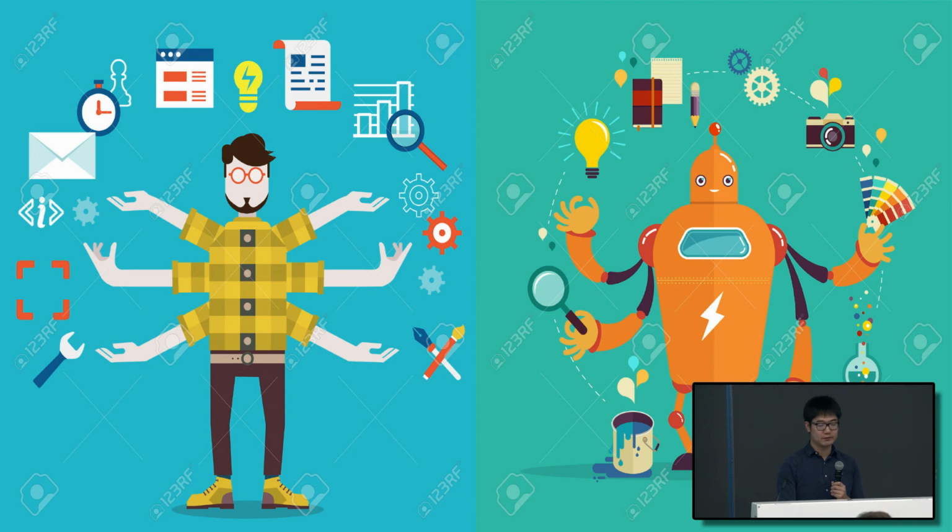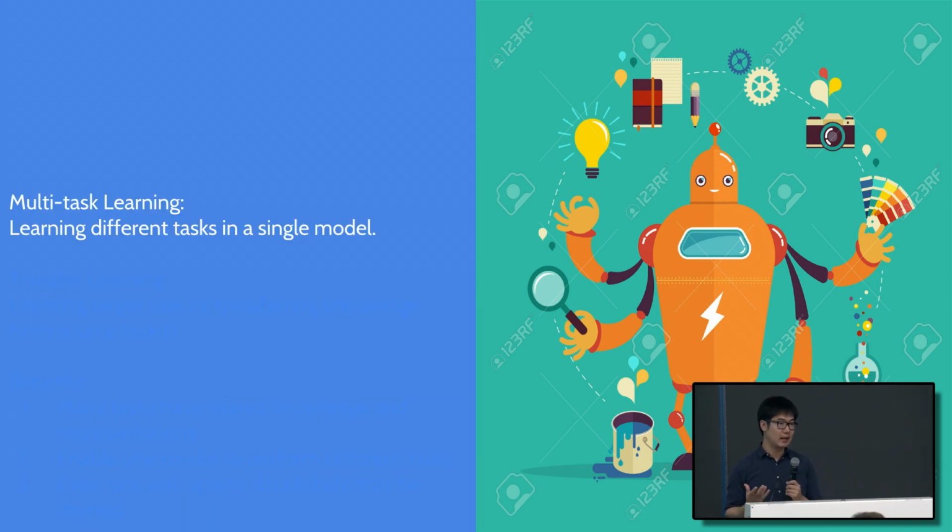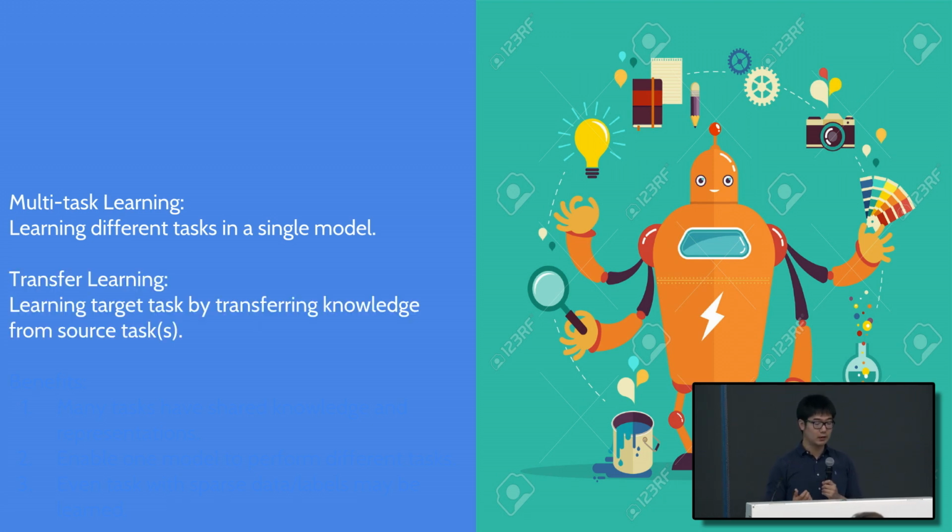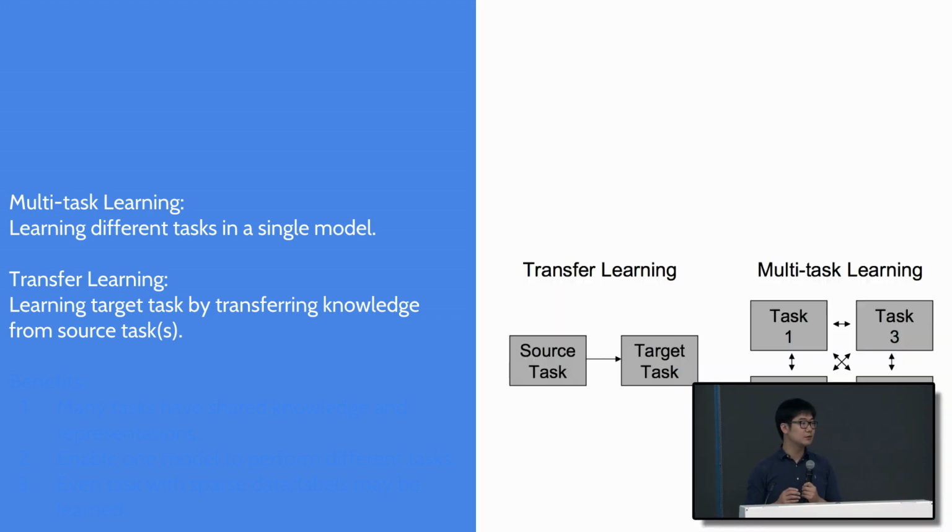So here in our definition, multitask learning refers to the concept of learning multiple tasks in a single model, while transfer learning usually refers to learning a target task by transferring the knowledge from the source task. There are many other different definitions of multitask learning and transfer learning. Sometimes they overlap with each other. However, in our definition, the difference between the two can simply be shown in this figure.